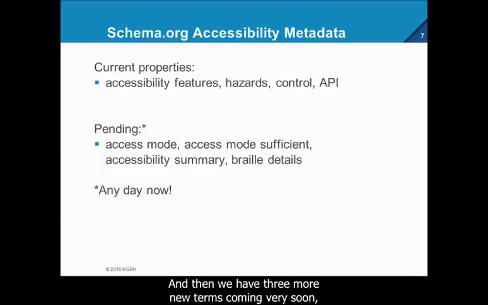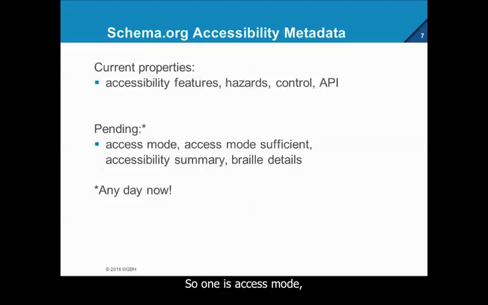And then we have 3 more new terms coming very soon. They're in the pending file at schema.org, which means that the next time Schema does a point release, they will be swept up in that release and made official. So they're available now on the website, and I'll tell you more about them in a little bit. So they're very nearly fully available. And these are a little more complicated, which is why they took longer.